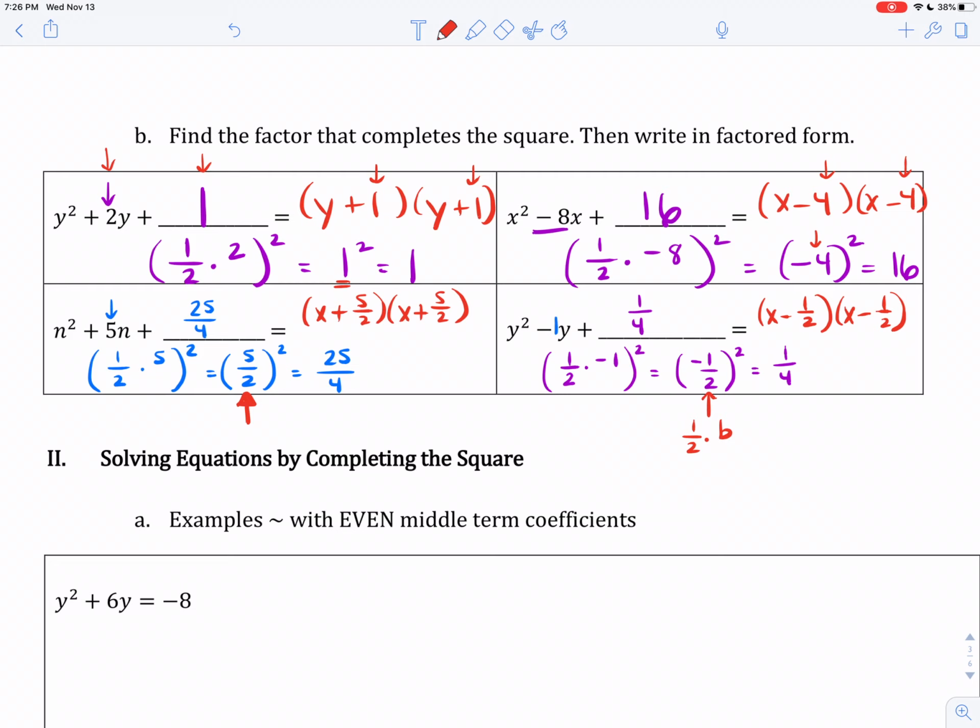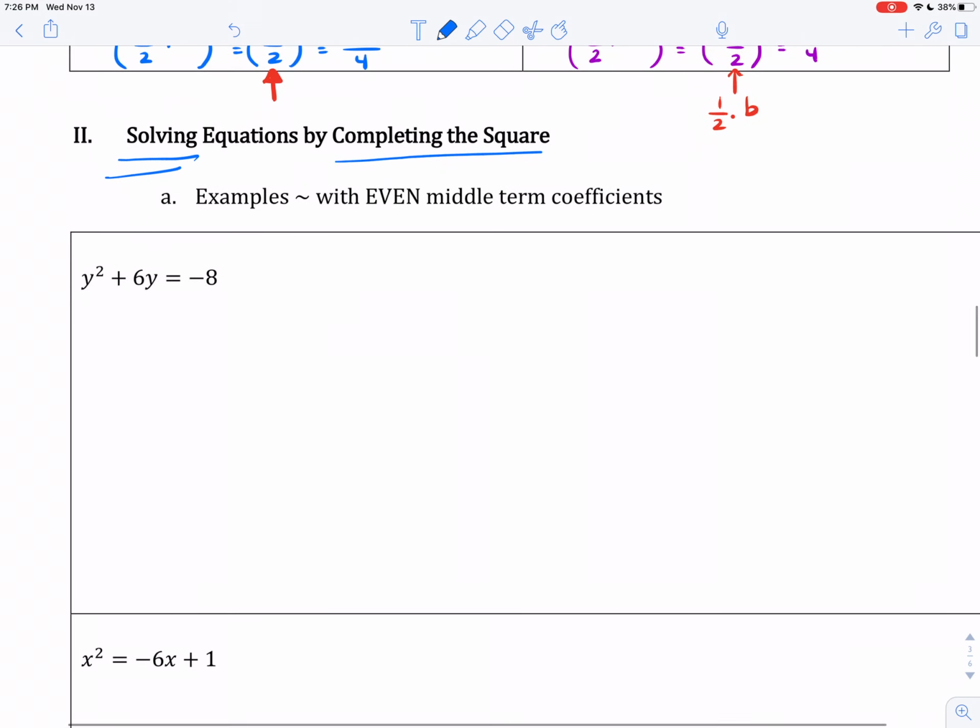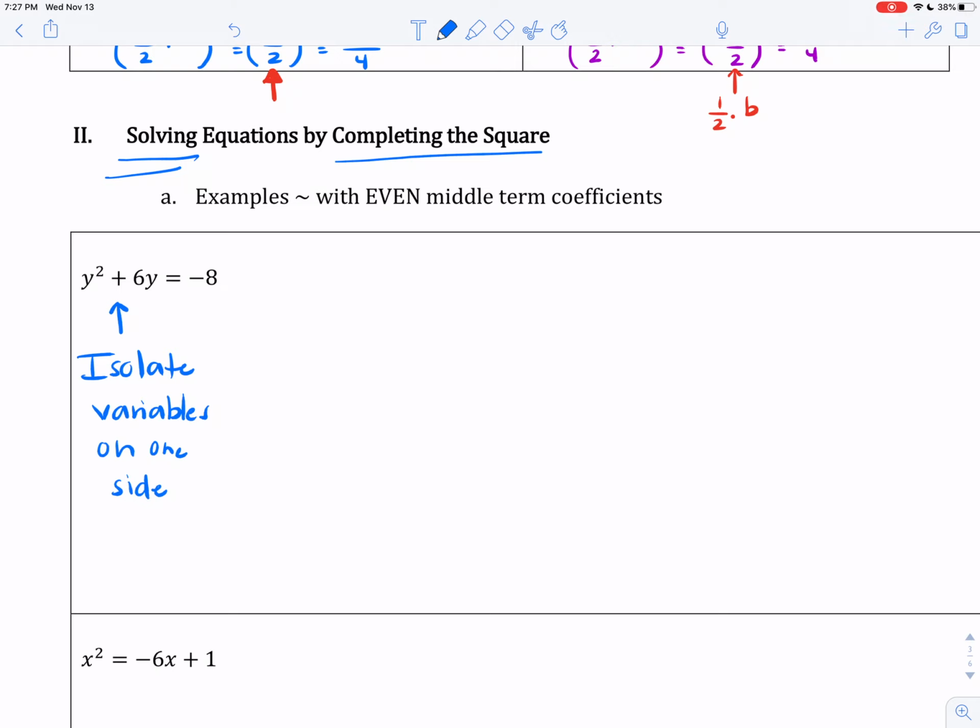All right, so now that you know a little bit about how you complete the square, what you want to do is use this information to solve an equation. So we're going to look at some different types of examples. One really important thing to note is before you go through and complete the square, you want to make sure that you isolate your variables on one side by themselves. So notice here I've got y squared and I've got y on one side. I've got negative 8, which doesn't have a variable, on the other side. I always want to make sure that it's like that.